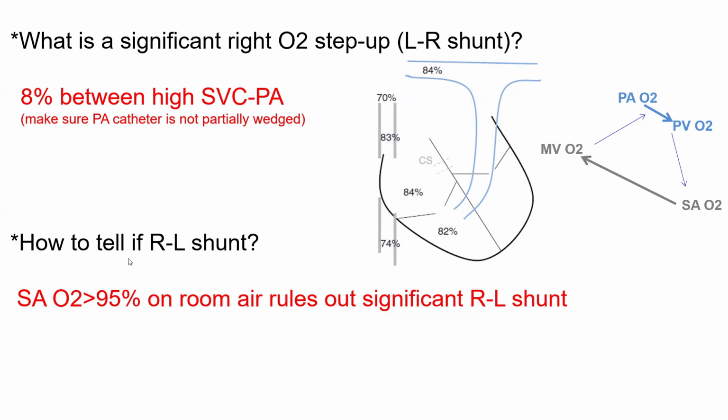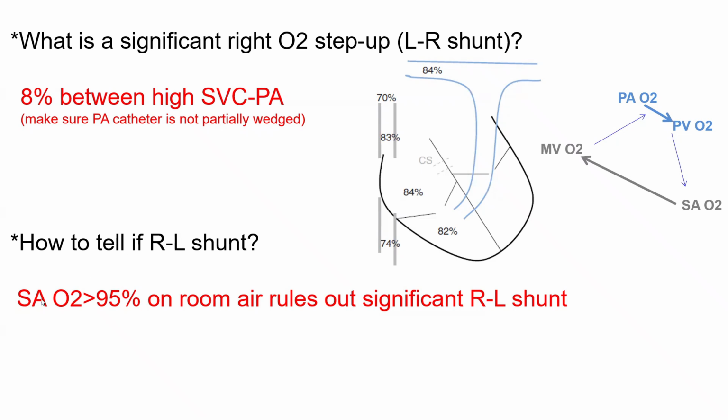Now, how to tell if you have a right to left shunt? Right to left shunt is diagnosed hypothetically if you have a 5% step down between the pulmonary venous O2 and the systemic arterial oxygenation, the aortic oxygenation. I will explain how to do that hypothetically, but it's practically very difficult to do.